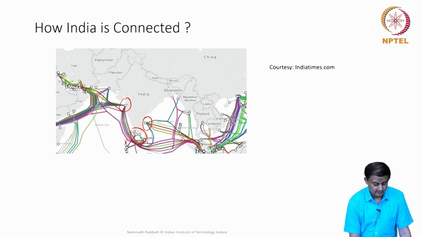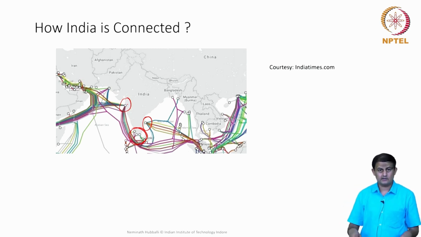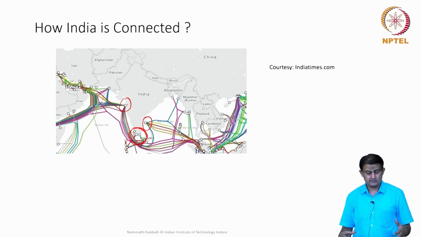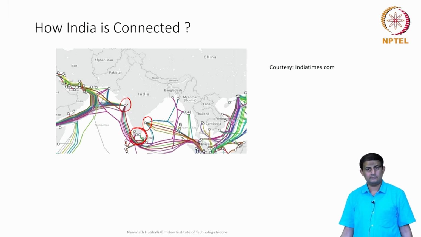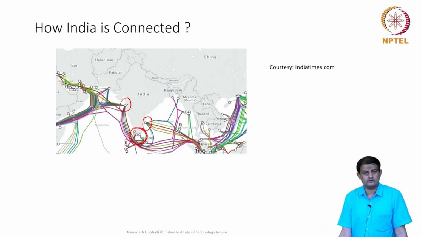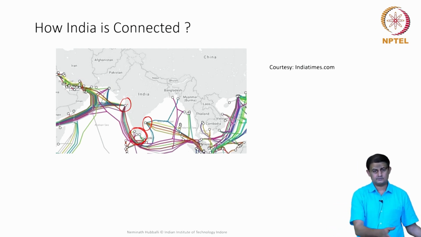These places, whichever are highlighted in the map, are called the landing sites where the undersea cables actually terminate, and these are the high capacity, high bandwidth undersea optical fiber cables which connect the entire nation's internet network to the rest of the world. Because we are talking about undersea cables, they terminate at the places where you see the sea coast.